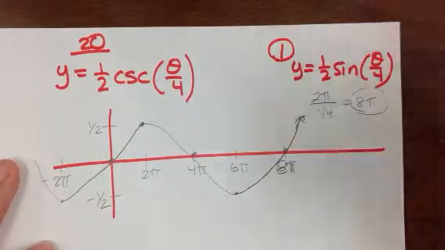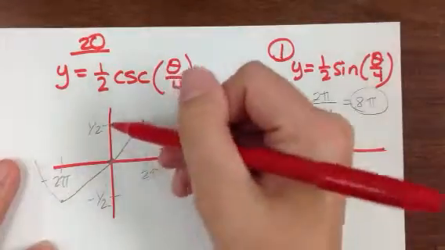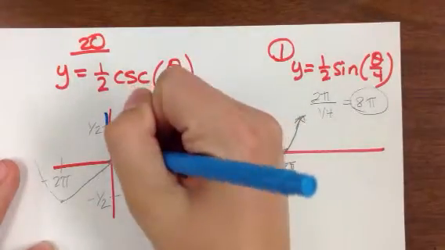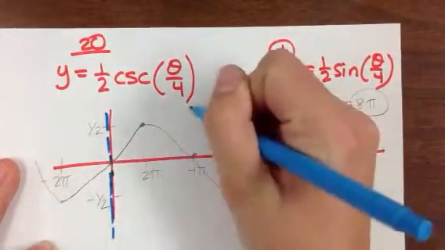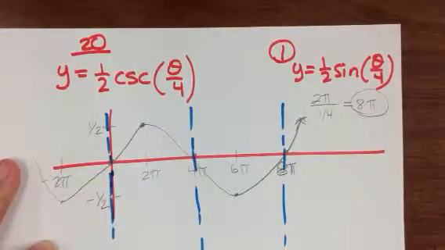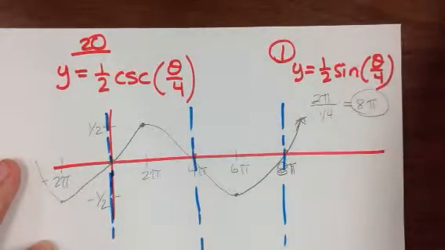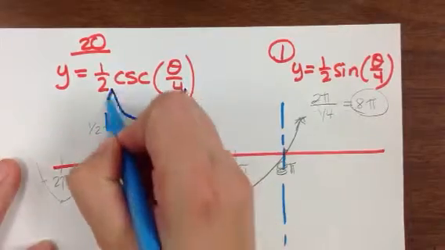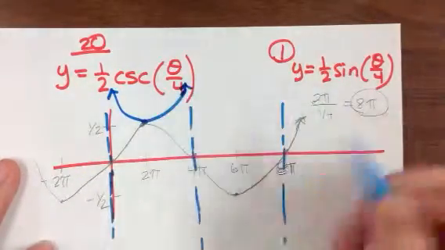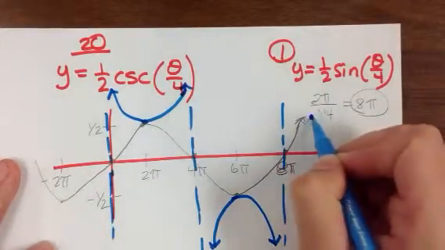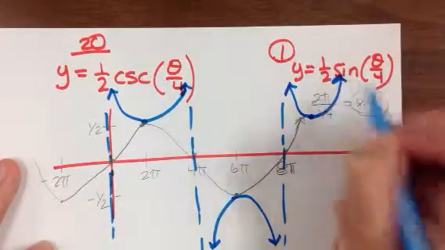So now step 2, draw in your asymptotes. Your asymptotes will occur everywhere where this crosses the 0. So here's an asymptote, here's an asymptote, here's an asymptote. And then all we have to do is draw in our U-shapes. Our U-shaped curves are going to be here, approaching the asymptote but never actually touching it, again and again.